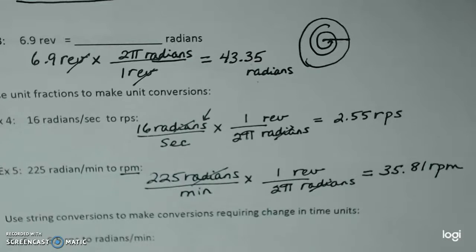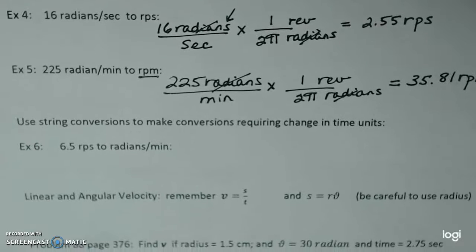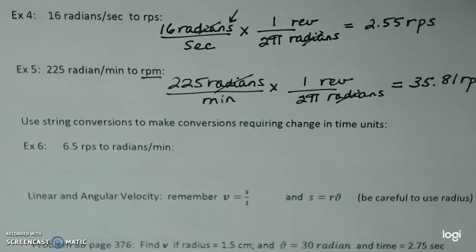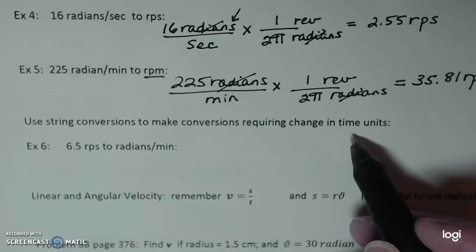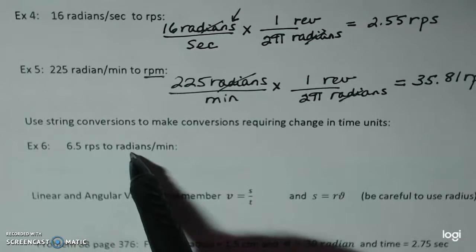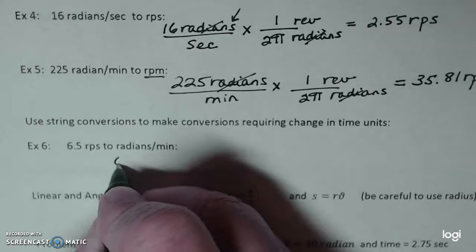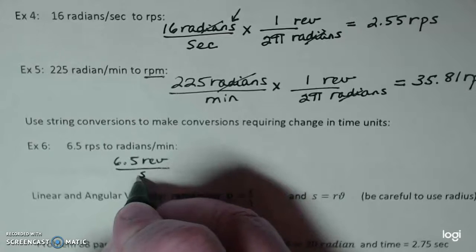Continuing with the notes, we're going to talk a little bit more about string conversions where maybe you have to change not only the time unit, but perhaps also the distance. But let's practice with one time conversion and where we want to also convert from revs to radians. So here we're going to go from revs per second to radians per minute. So be sure to always check your units. And that's why I think it's helpful to write it out in fraction form.